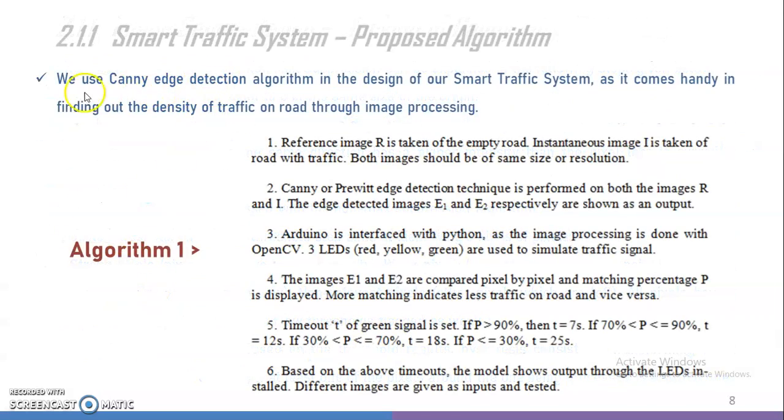The next part is that we use this edge detection technique in our project, in the smart traffic system, one of the four parts which we discussed earlier. We use the Canny edge detection algorithm in the smart traffic system, which comes in handy in finding out the density of traffic on the road. This is the total working of the smart traffic system: first we take a reference image of an empty road, and an instantaneous image of the road with traffic is taken every time the signal becomes red. Both images should be of the same size or resolution because both will be compared.